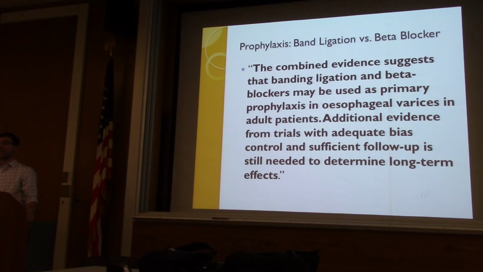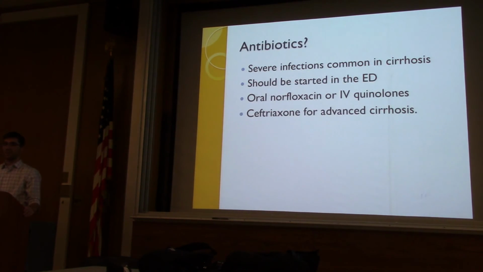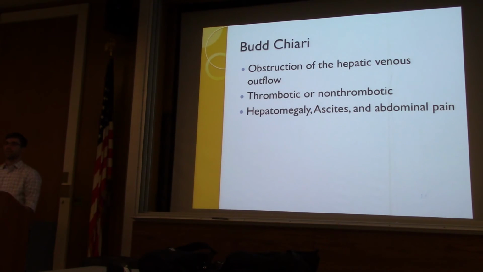And then as for prophylaxis, band ligation versus beta blocker, just to decrease the flow with the beta blocker versus band ligation. Again, not much difference. And beta blockers are actually a useful method of primary prophylaxis. But they determined more data was needed. And antibiotics for patients with variceal bleeding: a lot of them are at risk for severe infections, which is very common in cirrhotics, and so we should start them on IV antibiotics in the ED before they go to the GI suite or maybe wherever they're going to go.